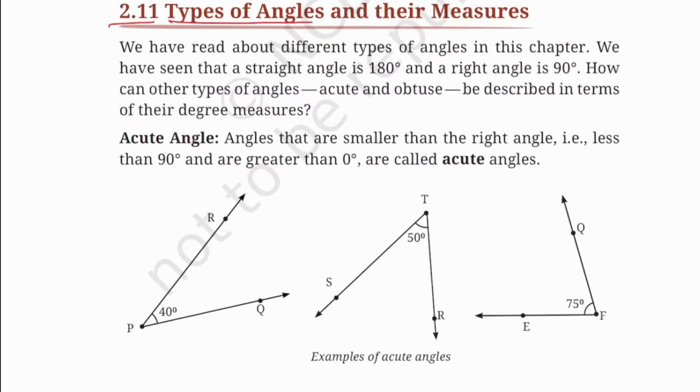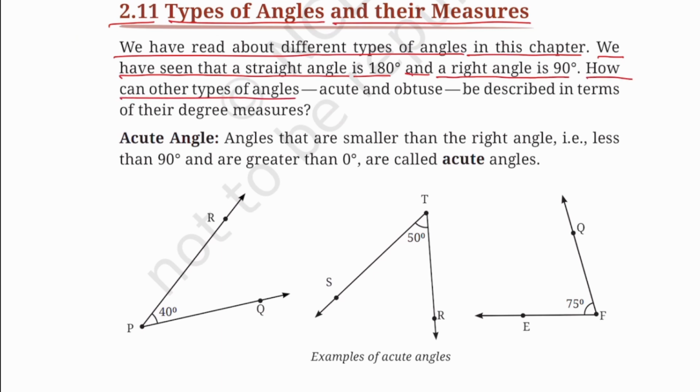2.11 Types of angles and their measures. We have read about different types of angles in this chapter. We have seen that a straight angle is 180 degrees and a right angle is 90 degrees. How can other types of angles, acute and obtuse, be described in terms of their degree measures?